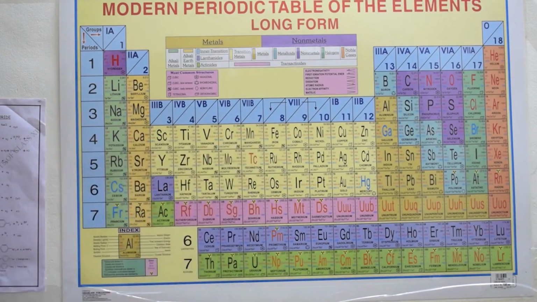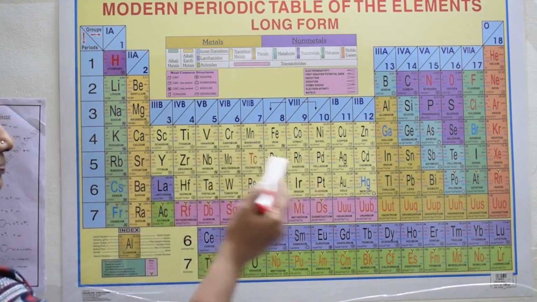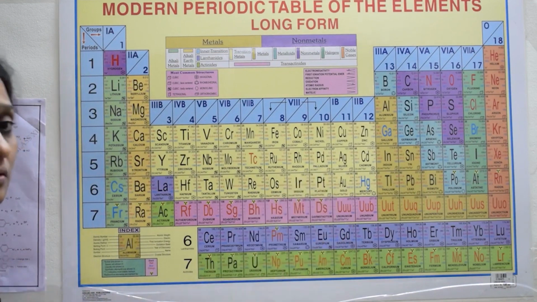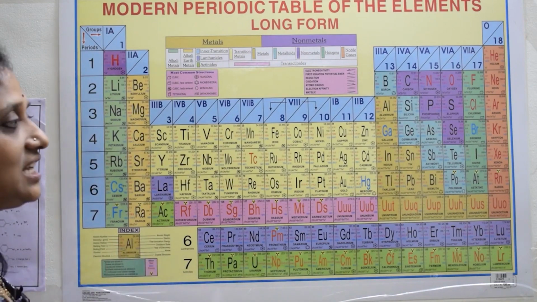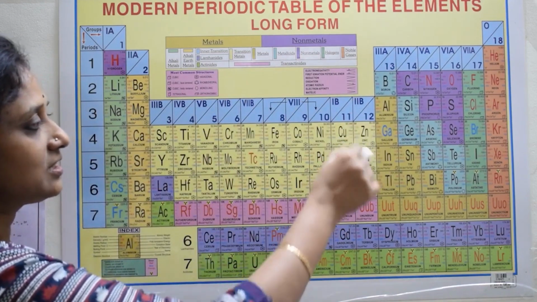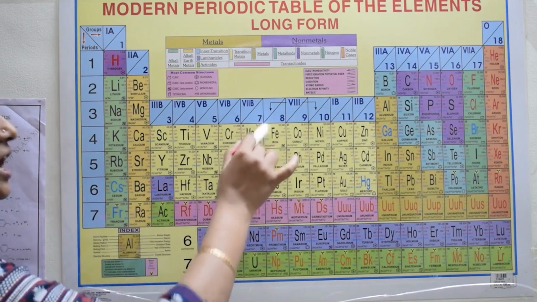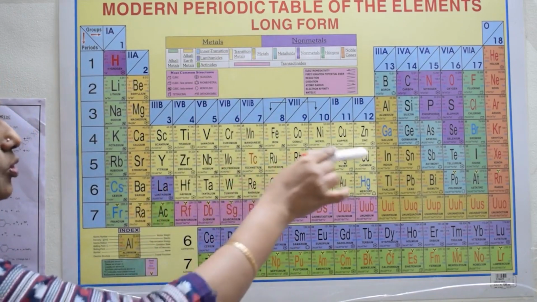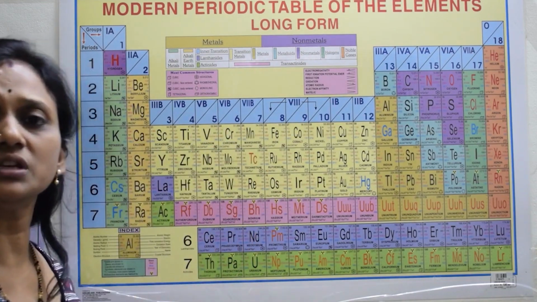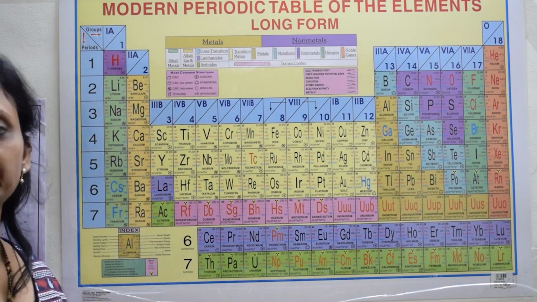Next come the transition elements. The transition elements are a combination of different types of metals. Most precious metals are here. Silver is here, gold is here, platinum here; all these are precious metals which are lustrous in nature. Next come important metals which we use in daily life, like copper, aluminium, zinc, nickel, iron, chromium, cobalt, manganese. All these metals which we use in daily life are there in the transition elements.